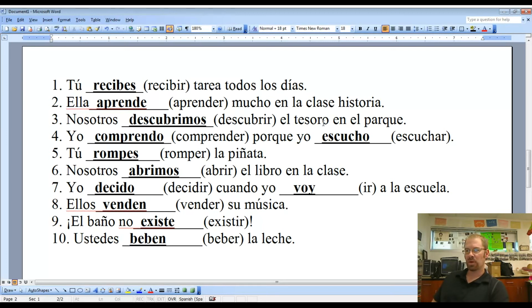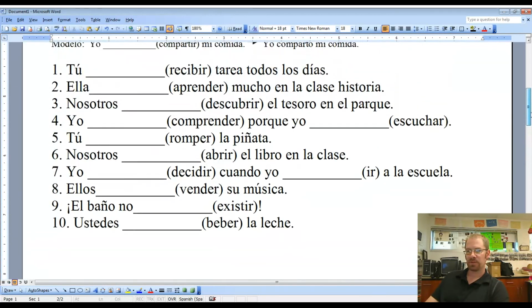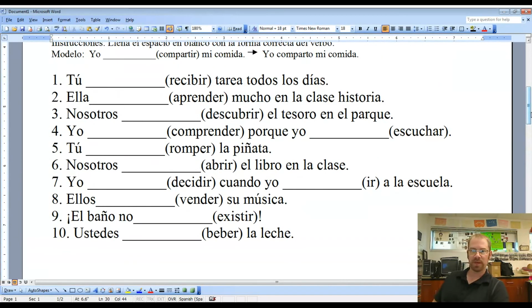That's it. If you want the document that you see on the screen here, it is available to you in the description of the video via a link, and you can download it, print it off if you want to.